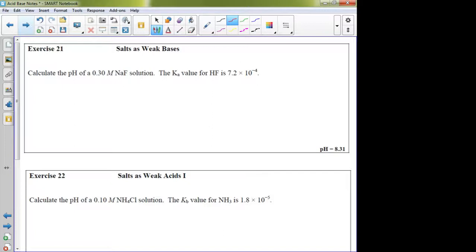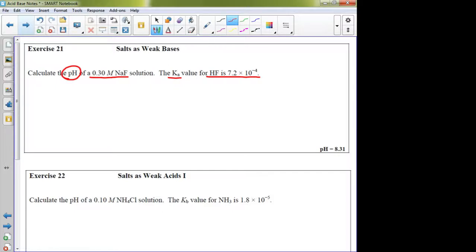Alright, so let's look at exercise 21. Exercise 21 says calculate the pH of a 0.30 molar NaF solution. And it tells me that the Ka value for HF is 7.2 times 10 to the negative 4th.